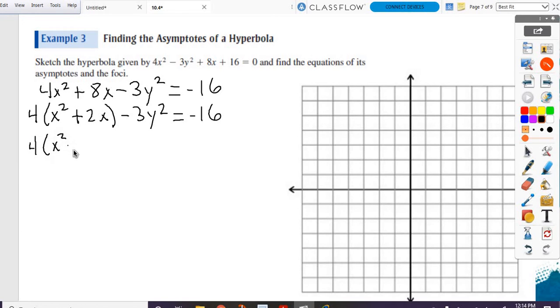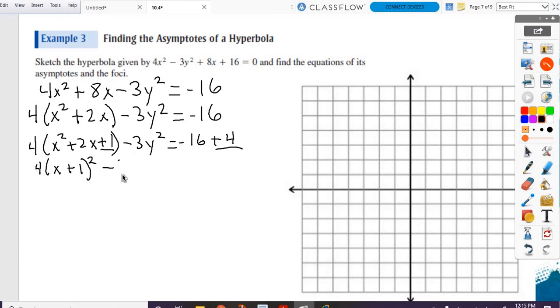So then for the inside of my parentheses, I'm going to have to do our b divided by 2. So 2 divided by 2 and then square it, which is still 1. And then I also have to add that to the other side. So be careful because remember the 4 on the outside of our parentheses affects our 1, so I actually have to add 4 to both sides. So then the whole point of completing the square is so that we can write our x's as a perfect square. So we get x plus 1 quantity squared.